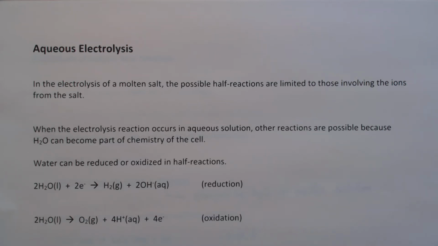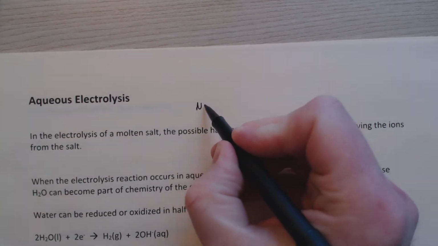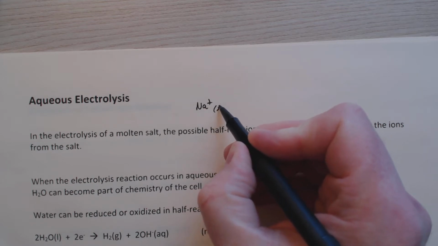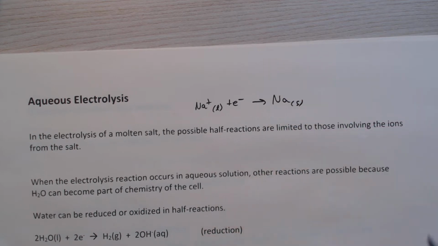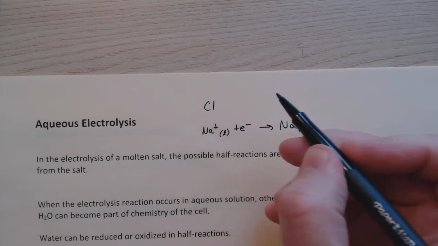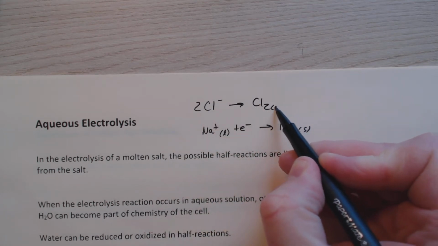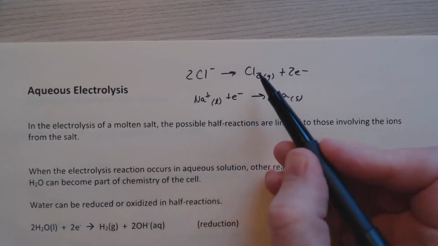Okay, aqueous electrolysis. In the electrolysis of a molten salt, all we do is take sodium ion, like in a Downs cell, and this is liquid, plus electrons to produce liquid sodium metal, and two chlorides go to chlorine gas and 2 electrons. So that's all we have to choose from in molten salt: the 2 ions.